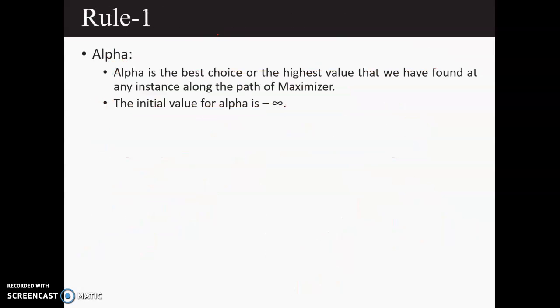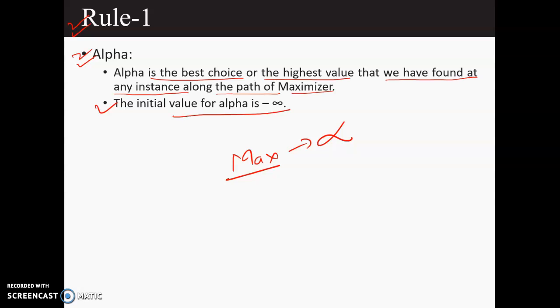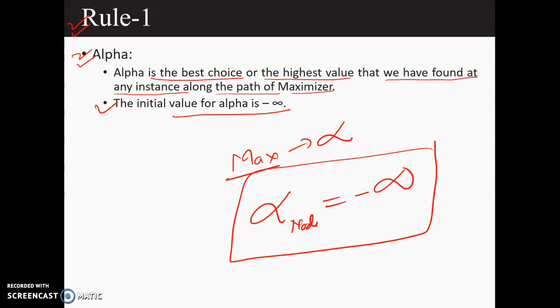The first rule for applying alpha beta pruning is for alpha. And what is this rule? Alpha is the best choice, or the highest value, that we have found at any instance along the path of the maximizer. So for the max player, you will determine the value of alpha, and initially the value of alpha at any node will be minus infinity. This is the initial value of alpha you need to set to start the working of alpha beta pruning.